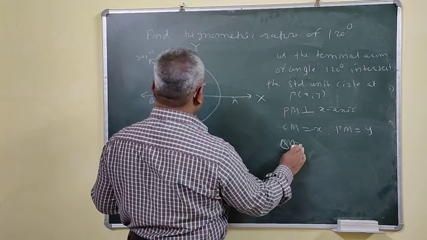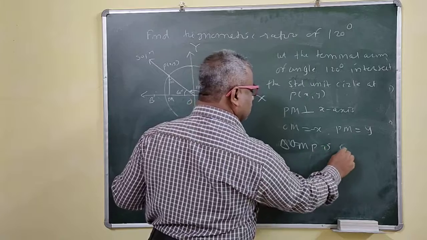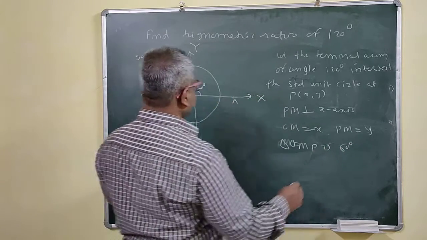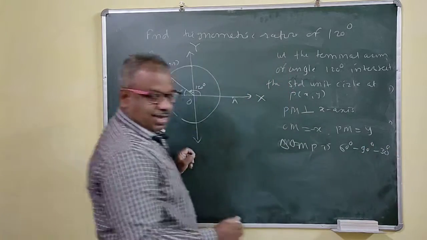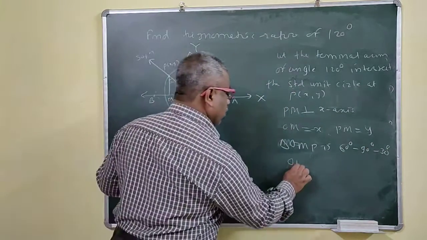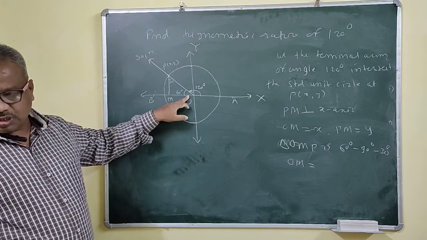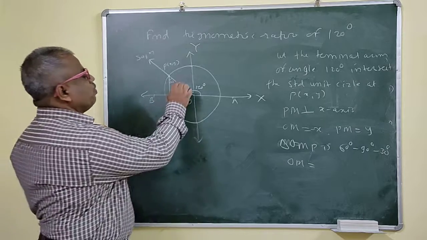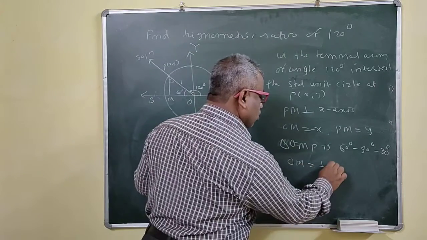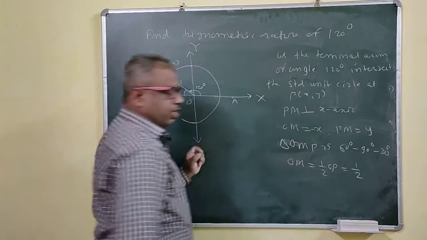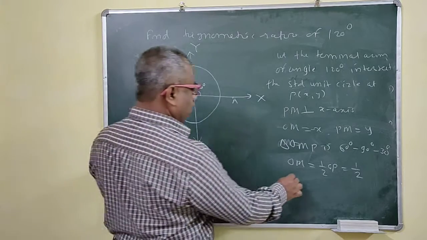Triangle OMP is 60 degree, 90 degree and 30 degree, right? And then we write OM now. OM is the opposite side of angle 30, because OP was the radius of the standard unit circle. That means radius is 1 now. So this is 1/2 OP. So this is 1/2. Your OP is 1, right?